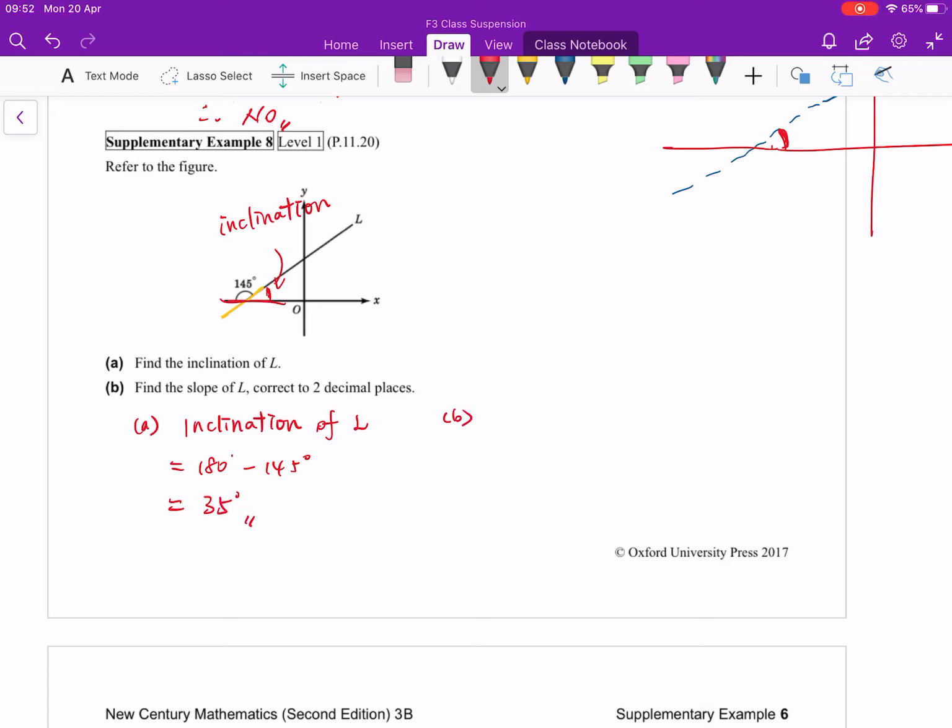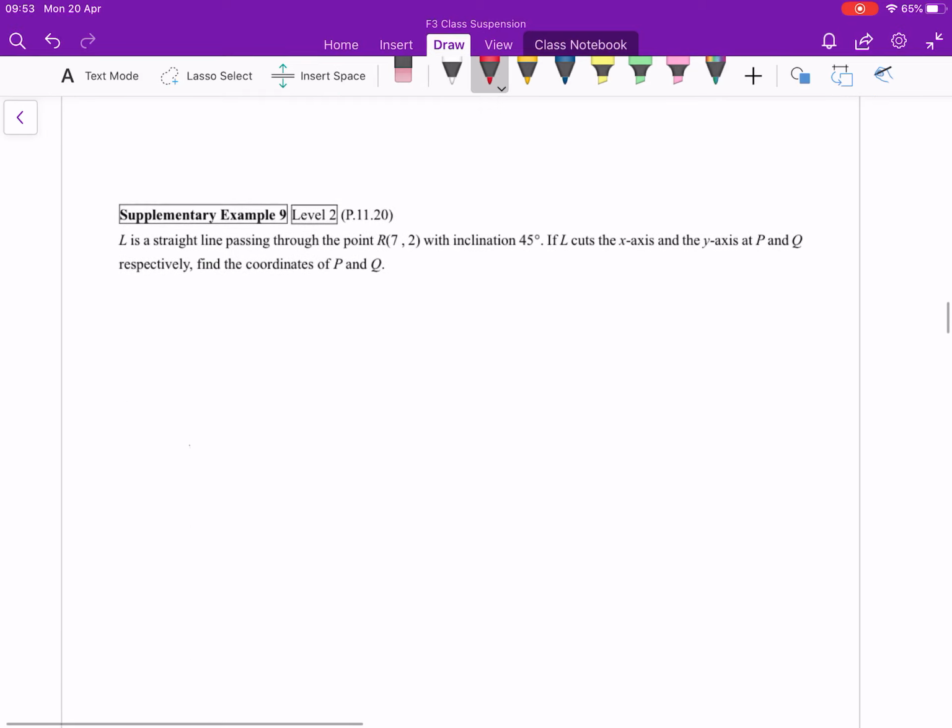So part B, the slope of L. Once again, slope of L. Slope can be calculated by tangent theta, so equals to, we know that theta is 45, tangent theta. So by your calculator, the answer should be 0.700. Oh, 2 decimal place only, so 0.70. Not difficult, right? So let's see one level 2 question.